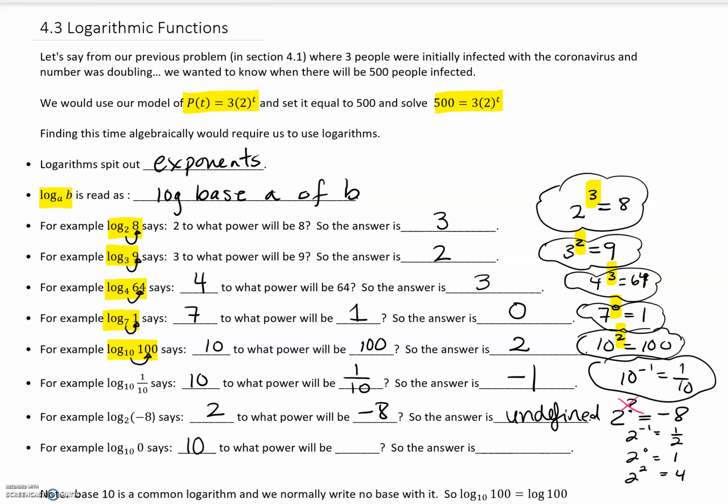Similarly, this one says log base 10 of 0. So 10 to what power will be 0? Well, it's the same idea. 10 to the what gives me 0?